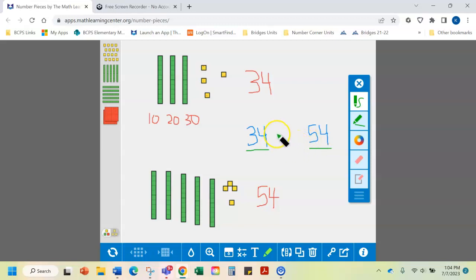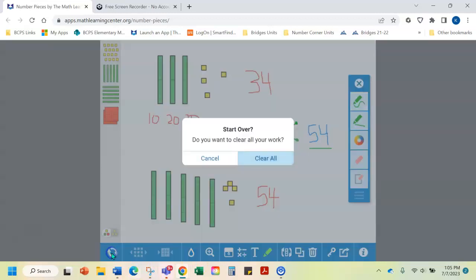In second grade, we use a system to help us remember which symbol to use. 34 is less, so I put 1 dot next to that number. 54 is greater, so I put 2 dots next to that number. Then I can fill in and connect those dots to make the less than symbol. 34 is less than 54. I have my models, my numbers, and my inequality, and I can practice reading, writing, modeling, and comparing these 2-digit numbers. Again, I'm going to go ahead and clear.